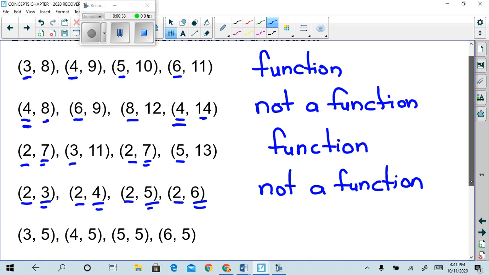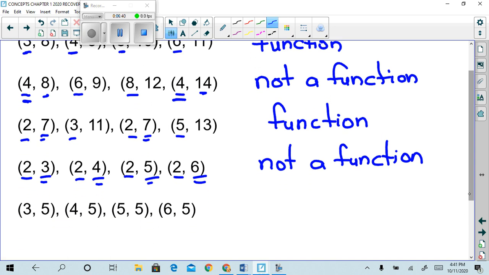And we have one more here. 3 goes to 5, 4 is paired with 5, 5 is paired with 5, and 6 is paired with 5. I have 3, 4, 5, and 6 as my inputs. Nothing's repeated. This is a function. So I hope you're starting to see the connection between the input and the output terms.